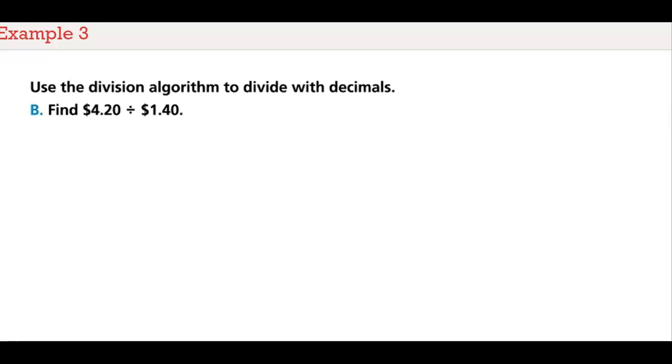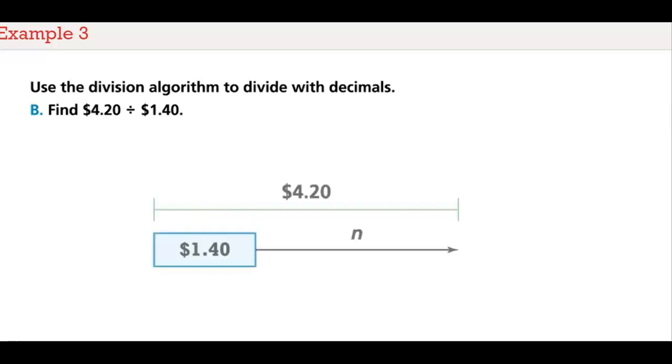Part B. Find $4.20 divided by $1.40. Use a bar model to represent the division problem. The model shows the dividend being divided into pieces that each represent $1.40. The quotient n is the number of pieces that would make the bar diagram complete.